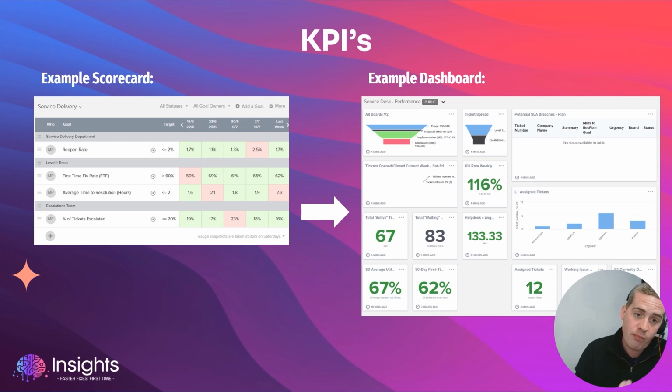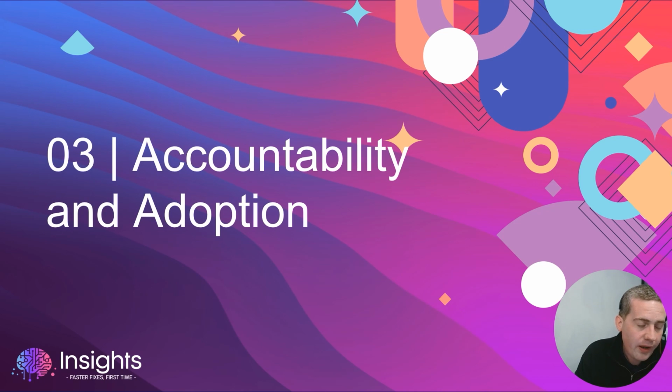And then if there's a problem, if it starts becoming a problem, again, you elevate it as part of that scorecard. And again, you just keep changing those KPIs as and when needed. Perfect. So accountability and adoption.